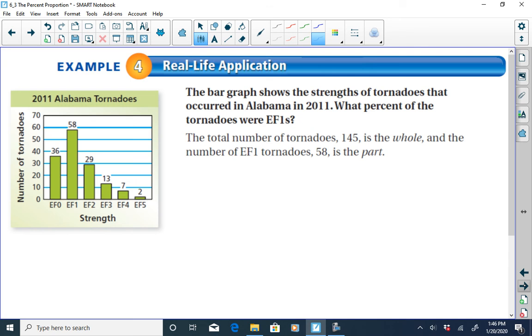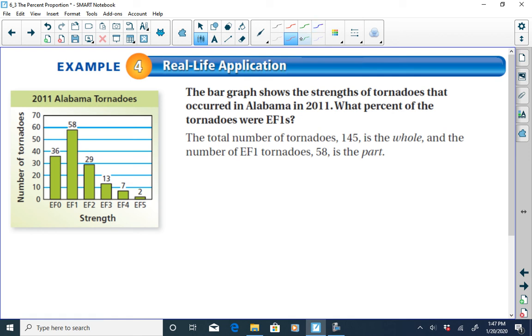Alright? Okay, here's an example. It says the bar graph shows the strengths of tornadoes that occurred in Alabama in 2011. What percent of the tornadoes were EF1s? Well, the total, when we look at the table here, the total number of tornadoes is going to be 36 plus the 58 plus the 29 plus the 13 plus the 7 plus the 2. Right, so that's going to be 145 tornadoes, and that's going to represent the whole amount. The number of EF1s is 58. So that's going to represent the part. We're looking for the percent.